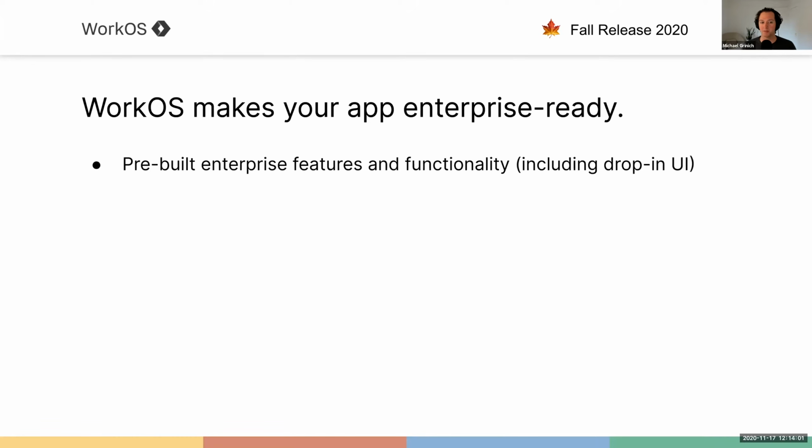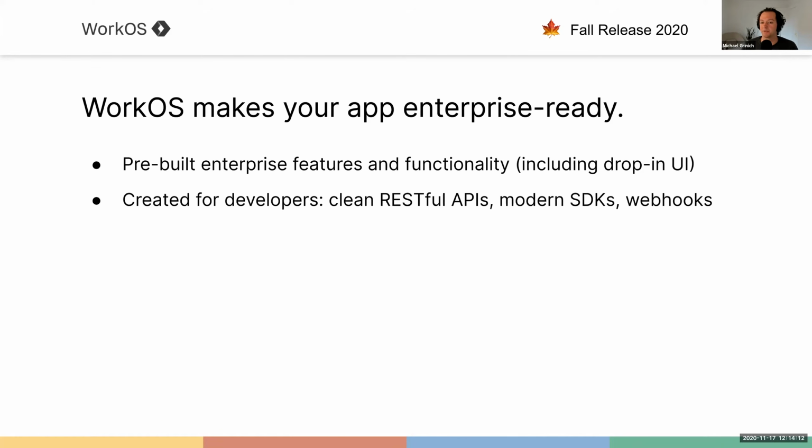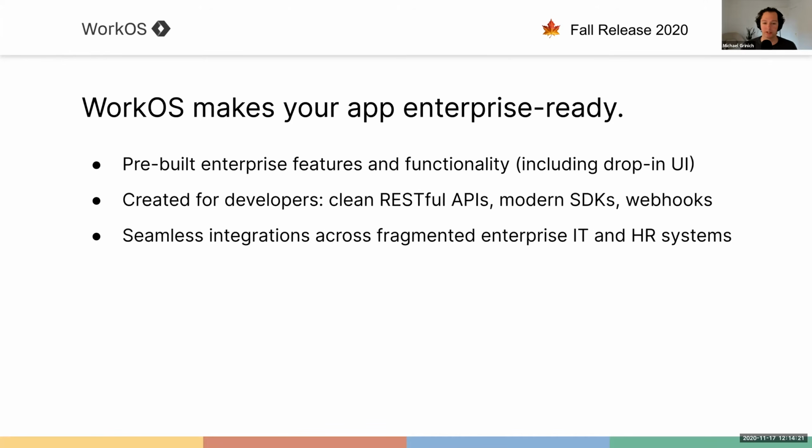So WorkOS does this by introducing pre-built enterprise features and functionality. And we include the UI in this. So if you can think about how WorkOS actually does this, it's at the infrastructure layer and it's created for developers. So if you're a developer and you've used a modern API, a modern REST API, this is going to be no sweat to integrate. We have webhooks, great SDKs in multiple languages, seamless integration across fragmented enterprise IT systems. So it's kind of like a piece of fabric that stretches across all this different fragmented landscape. And you think about this as product layer infrastructure.